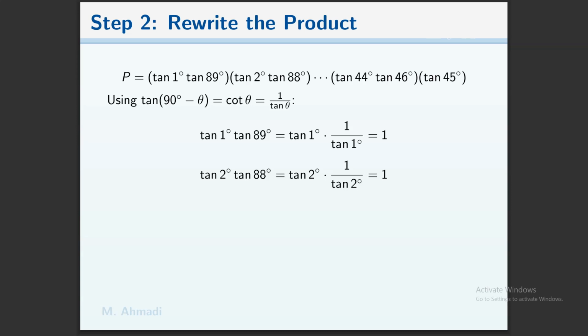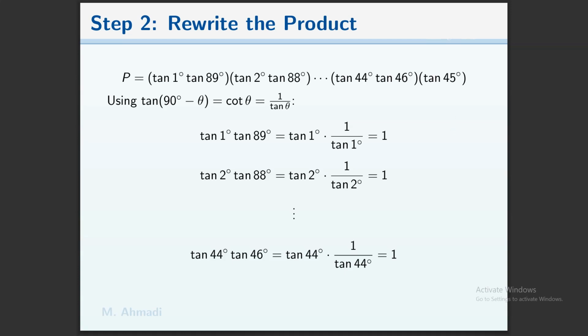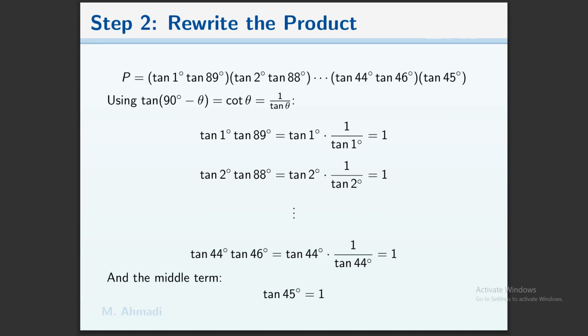Using the identity that tangent of 90 minus theta is equal to cotangent of theta, which is equal to 1 divided by tangent of theta, we can write that tangent of 1 multiplied by tangent of 89 is equal to tangent of 1 multiplied by 1 divided by tangent of 1, which is equal to 1, because the two tangents cancel each other. Tangent of 2 multiplied by tangent of 88 is equal to tangent of 2 multiplied by 1 divided by tangent of 2, which is equal to 1. And so on, tangent of 44 multiplied by tangent of 46 is equal to tangent of 44 multiplied by 1 divided by tangent of 44, which is equal to 1. And tangent of 45 is equal to 1.